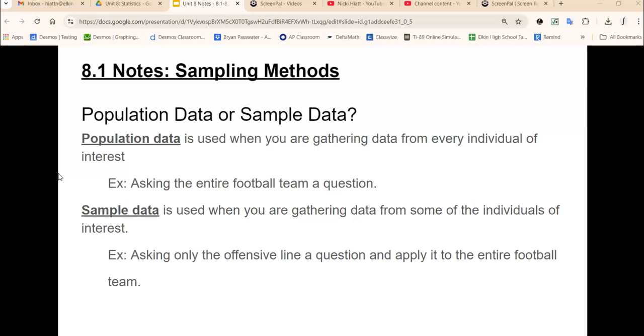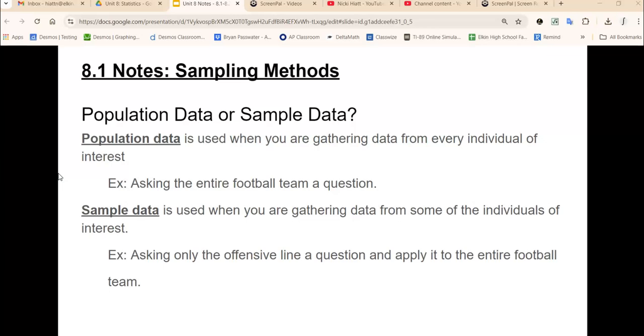So the first thing we'll talk about is population versus sample. Population data versus the sample data can be compared. Your population data is whenever you are using data from every individual of interest. For example, if you asked every single person on the football team their favorite color Gatorade, then you would be asking every person, so that would represent the entire football team. But perhaps you don't have time to ask every single person on the football team, so then you might want to use sample data. Sample data is used whenever you're gathering just some of the individuals.